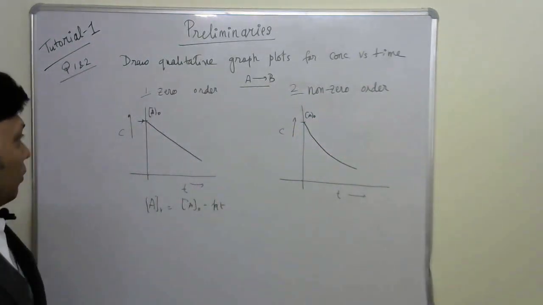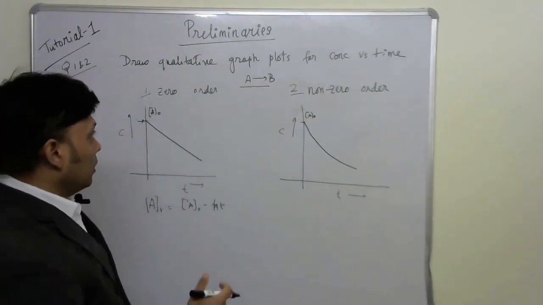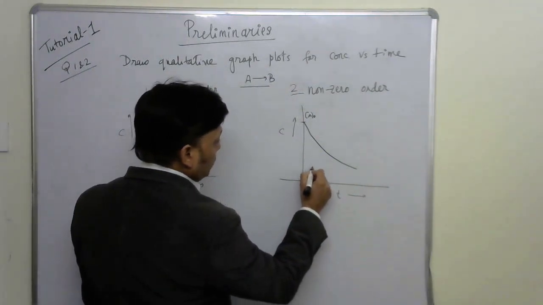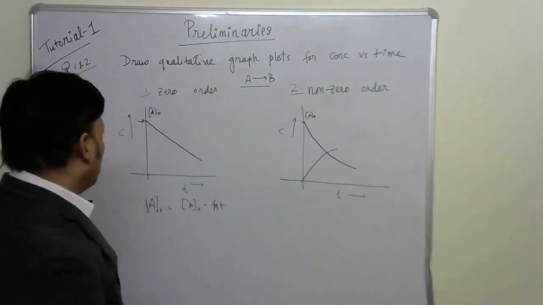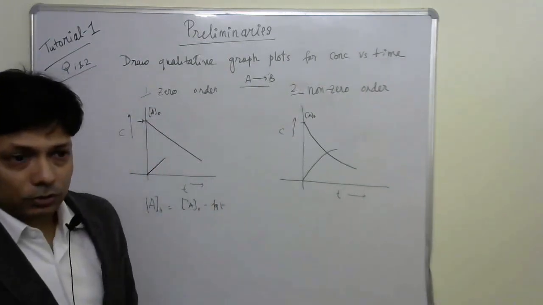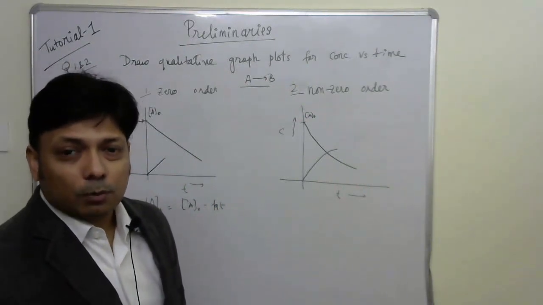Alright, and if I want to draw the curve for the product, so this is the reactant. If you want to draw the curve for the product for non-zero order, it will go like this, and for the zero order reaction, obviously it will be a straight line passing through the origin. Okay, so let's move on to our question number 3.